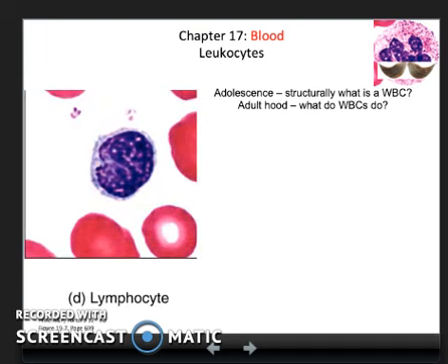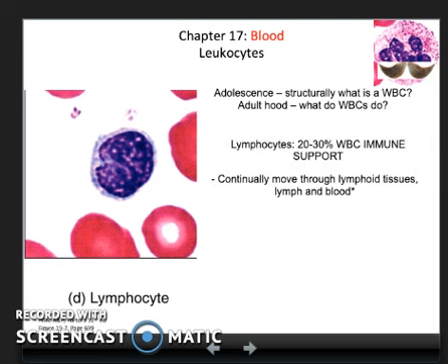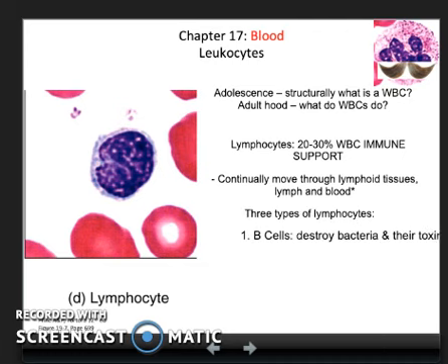All right, let's go on to the lymphocytes. These are about 20 to 30 percent of our white blood cell immune support. These ones are continually moving through lymphoid tissues, lymph, and blood. Generally, they only spend a few hours in the blood. However, they're spending most of their time in the tissues, the lymph tissues and the lymph. There's 3 types of lymphocytes.